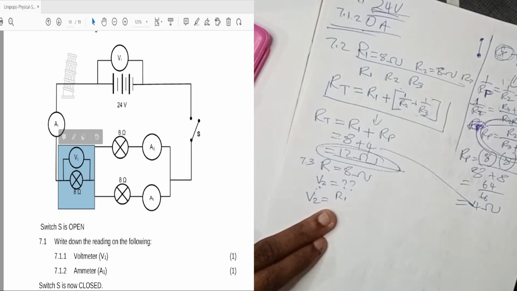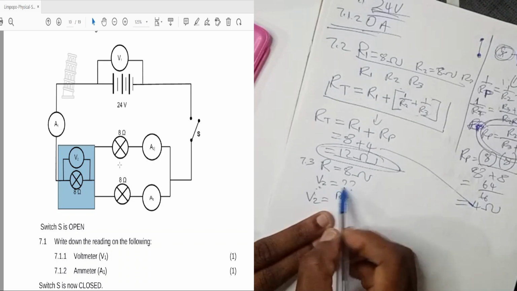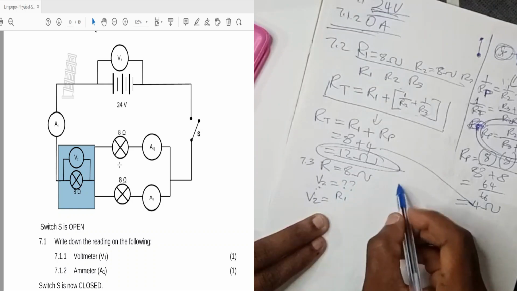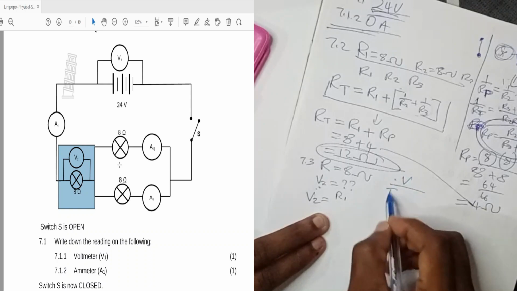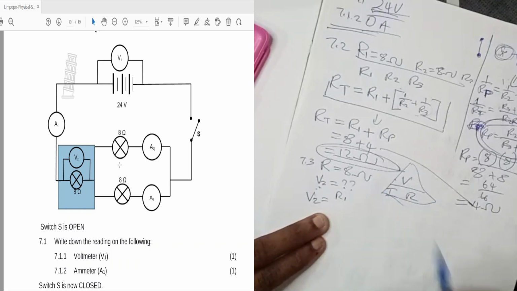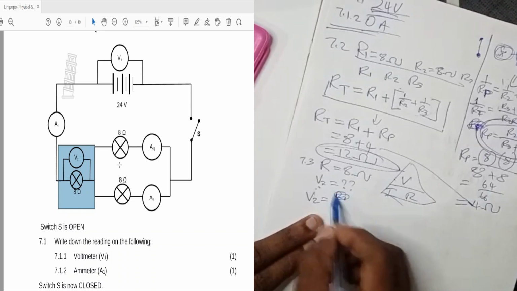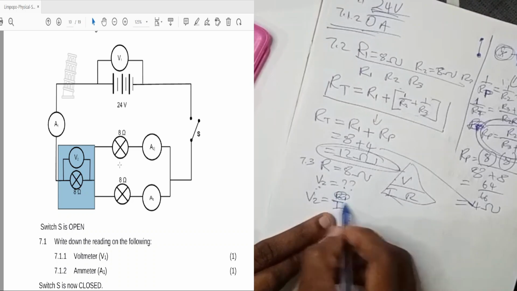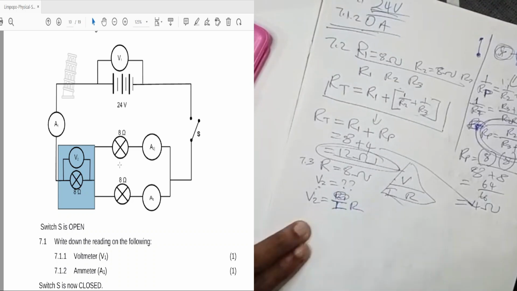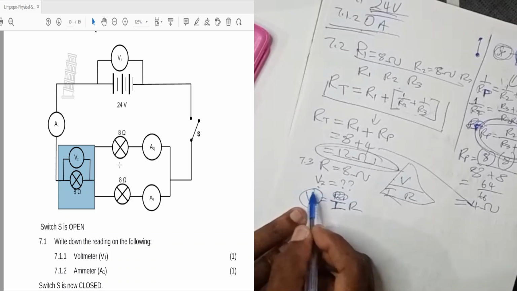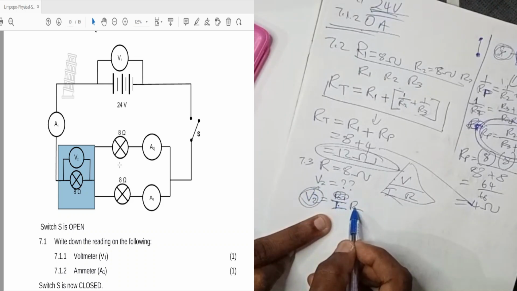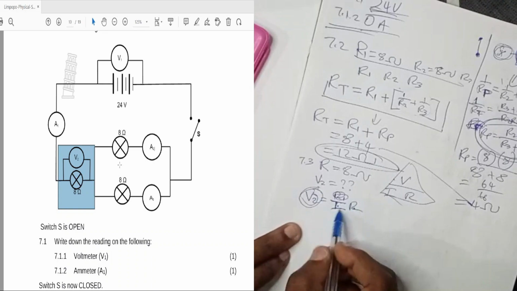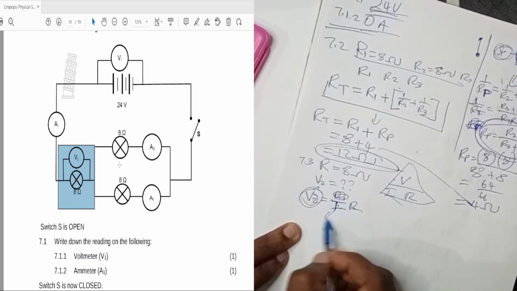Remember, I said let's call this one R1. V over I equals R, I'm sure this is the correct one. So to get V, it is I R. In order for us to get V2, we need the current there at V2 and we need the resistance there. So how are we going to get that current?